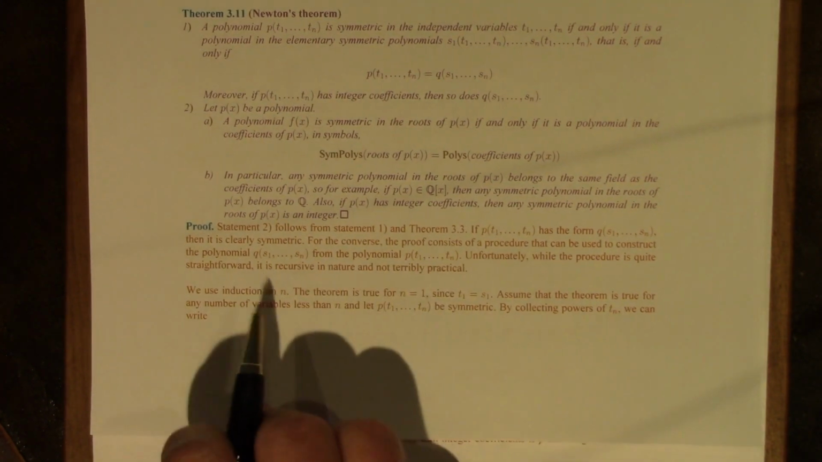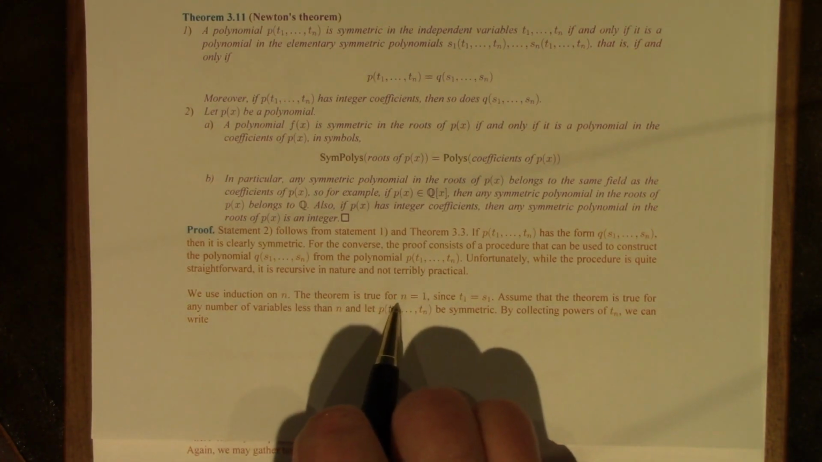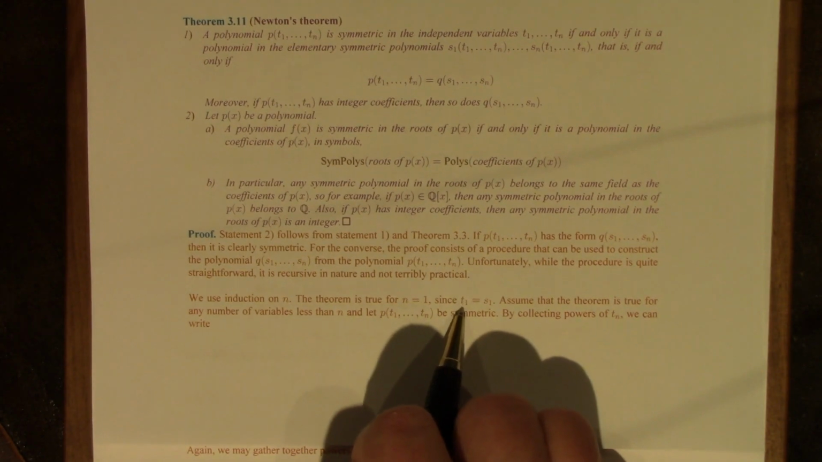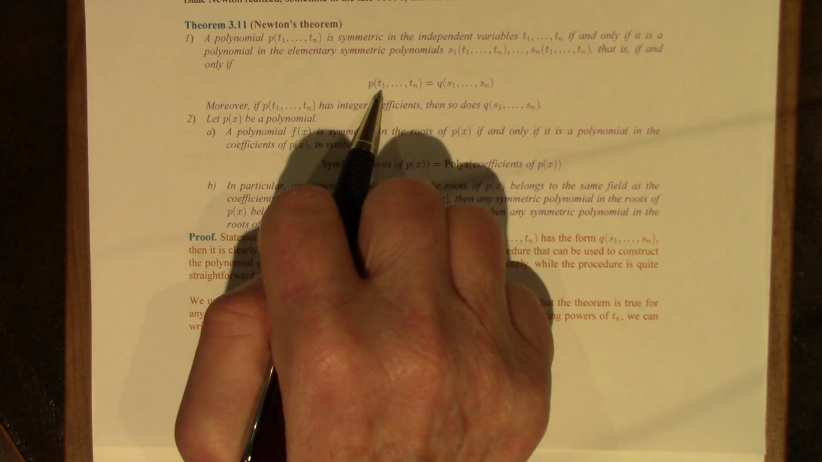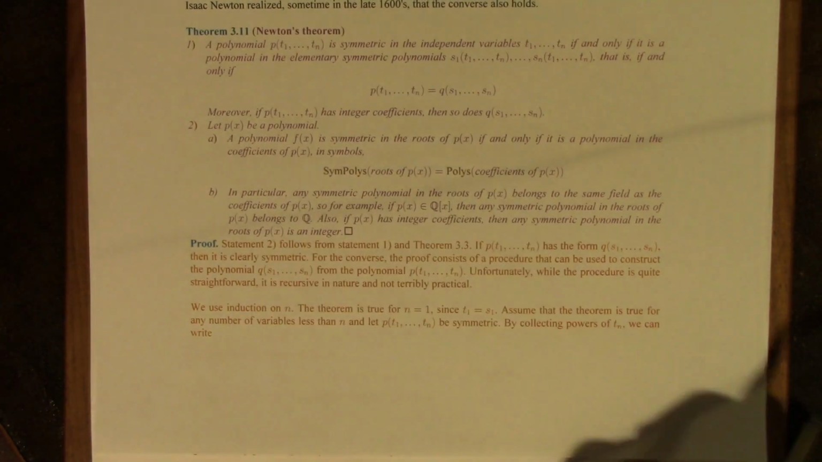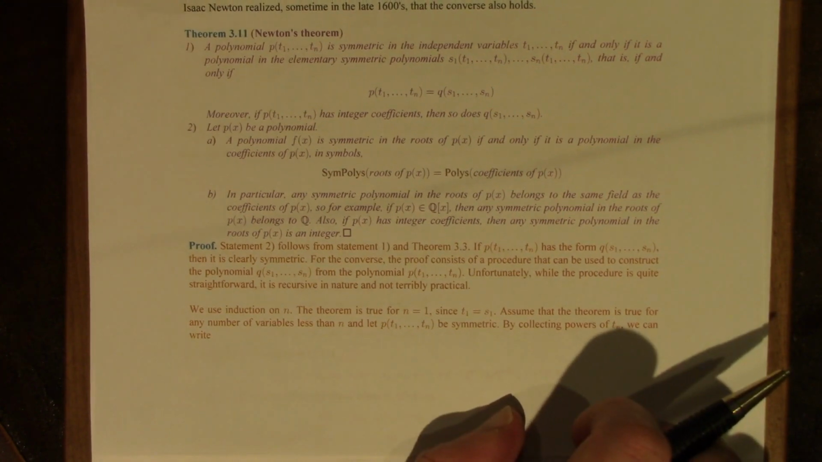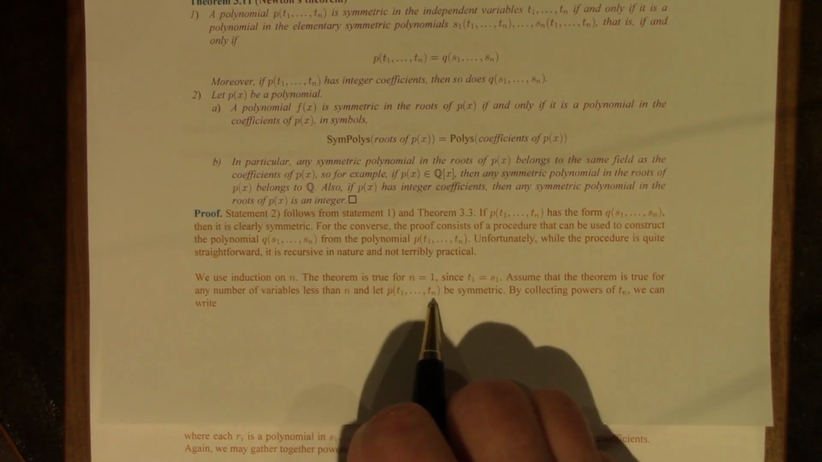as we'll discuss later. So, the proof will be induction on n. The theorem is true for n equals 1 because t1 is equal to s1. So when there's one variable, s1 equals t1, so the polynomials are the same, p and q. So assume the theorem is true for any number of variables less than n, and let this polynomial be symmetric. By collecting powers of the last variable t sub n, we can write p in this form.